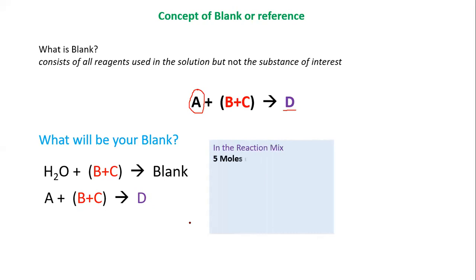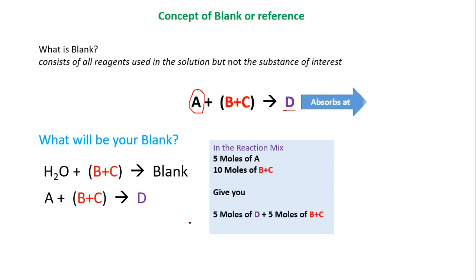What is in the reaction mix? Say there are 5 moles of A in the reaction mix, and there are 10 moles of B plus C. Okay. This will give you 5 moles of D plus 5 moles of B plus C remaining unreacted. Are you with me still? Yes, sir. Okay, this much is fine. Are you okay with it?